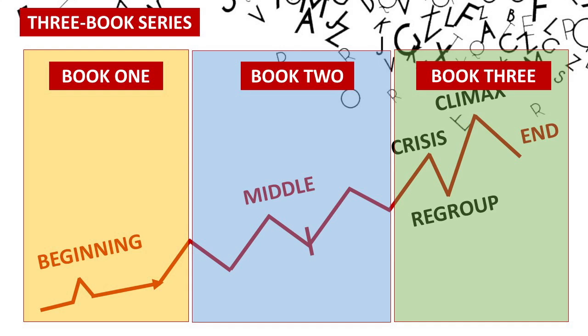Book 1 would be your beginning. Okay, let me back up. So if you're plotting a series, your series has to have a series arc, okay? Something that happens in the beginning, your characters and world and all these world building things change over time to get to the end where there's some kind of resolution.